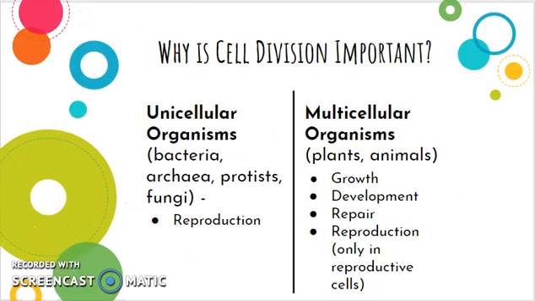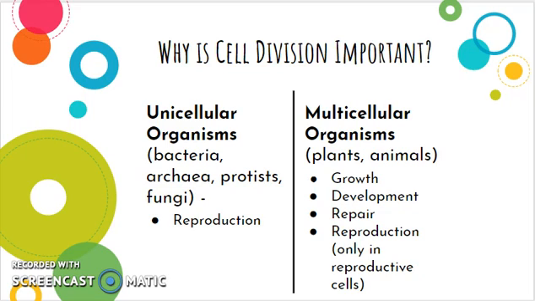So why is cell division important? It's important to different types of organisms for different reasons. If I am a unicellular organism like bacteria or protists, those little organisms we saw under the microscopes, I am going to use cell division in order to reproduce. If I can divide in two, then the second cell is going to be a new organism, a new protist or a new bacteria or a new fungus. So my main goal, if I'm doing cell division and I'm a unicellular organism, is reproduction.